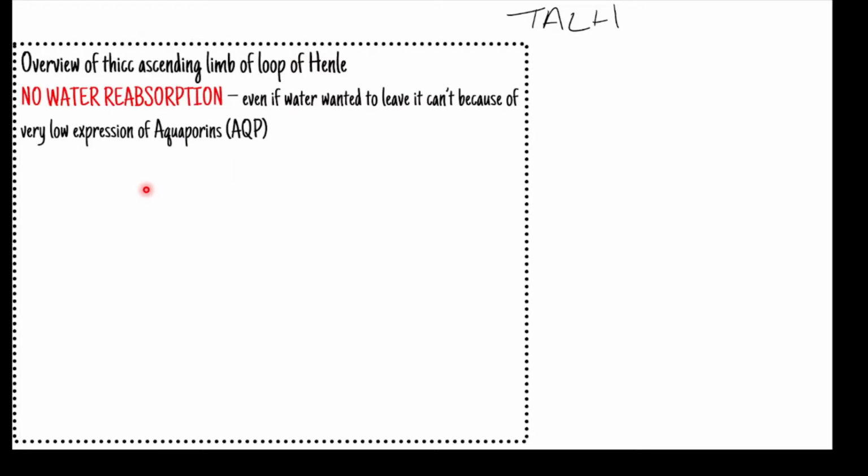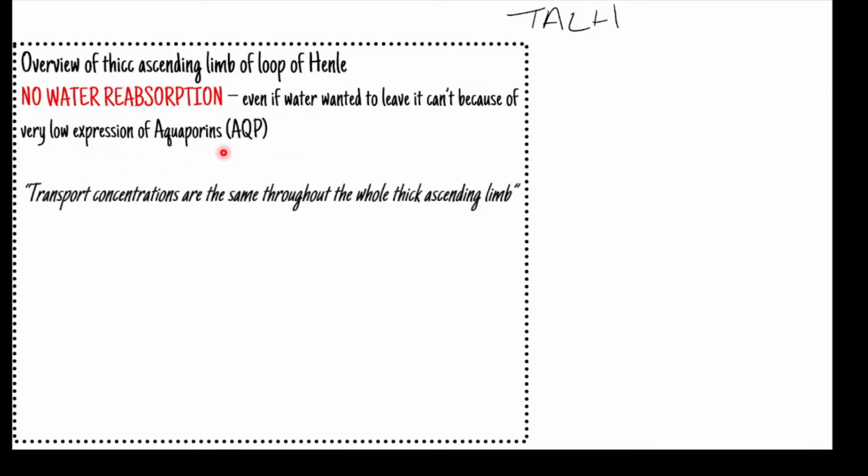That's basic osmosis. But even though this guy is pumping out sodium, water cannot follow here because the thick ascending limb is impermeable to water. It has a very low expression of aquaporins. So even if water wanted to leave, it can't because of the low expression of aquaporins.